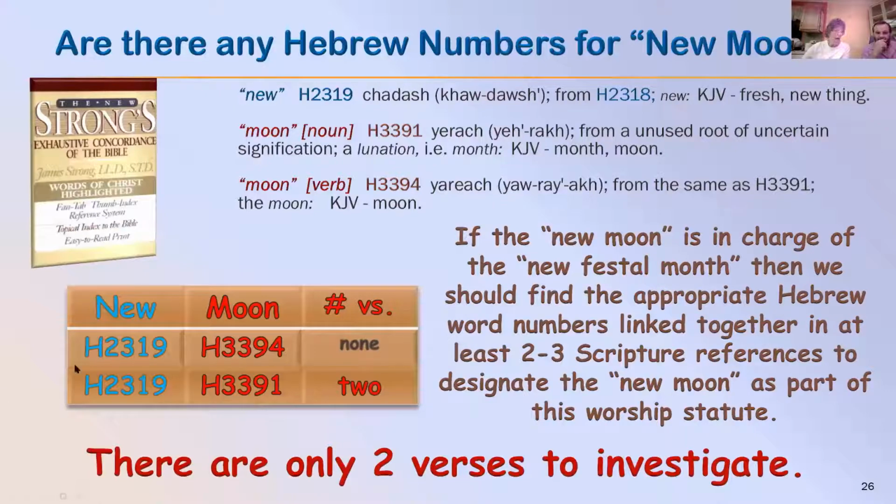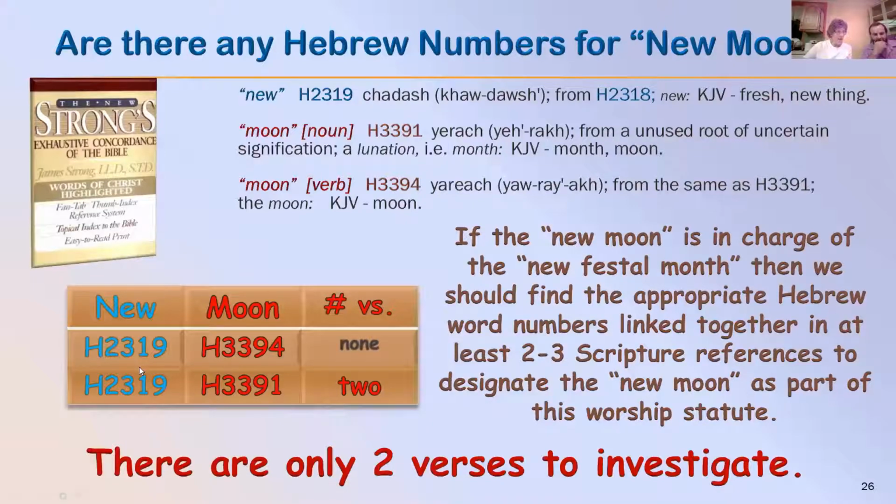So this is what I found. When I went searching, and I actually did this search, everyone, with the eSword program. It doesn't work online. It might work on Blue Letter Bible, but I did this search with the eSword. I put in these numbers, 2319 and 3394, to see if I could find those 2 word numbers together in one verse. And there was none. This is your literal moon right here. And this is the word new. So new moon, those are the 2 numbers that would have to be together in one verse to actually say a new moon. You understand that?